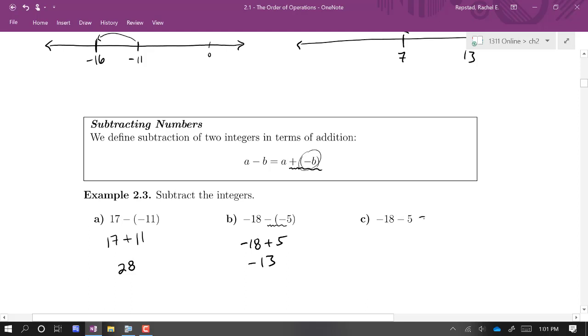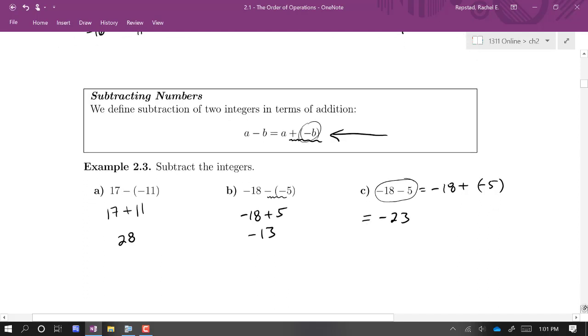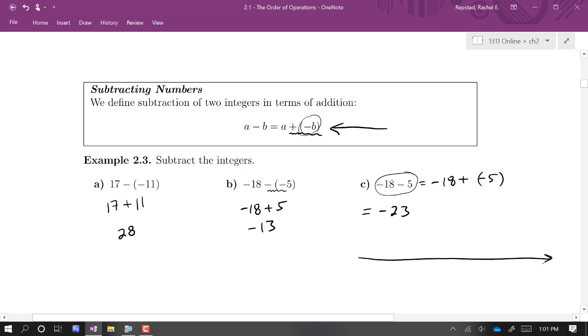If you want, you can write it the way that this definition tells us to, negative 18 plus a negative 5. But I think it's actually easier to think of it just in these terms. I'm starting at negative 18, and I'm subtracting 5, and that's going to put me at negative 23. And again, we can visualize this on the number line. I'm starting at negative 18 and I'm subtracting 5, so I'm going back 5 units.